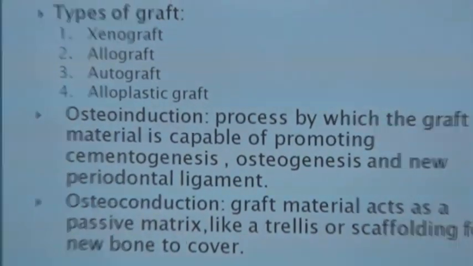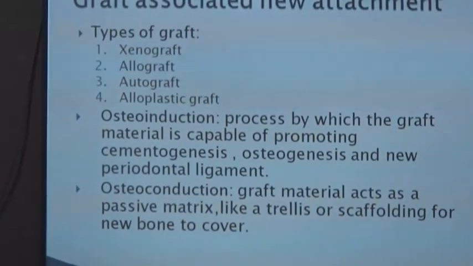Graft associated new attachment. These are the types of graft: xenograft, allograft, autograft and alloplastic material. When you are giving this graft, you should know what is osteoinduction and what is osteoconduction. Osteoinduction is the process by which the graft material is capable of promoting cementogenesis, osteogenesis and new periodontal ligament formation. All the genesis will be there. It induces, it stimulates, okay.